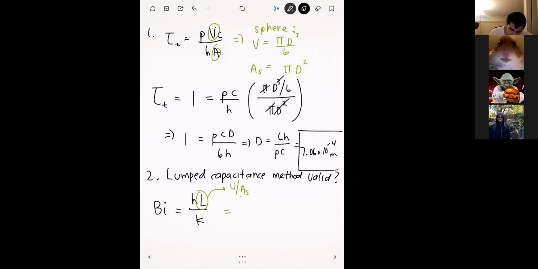And so our Biot number is going to be h over k times d over 6. If we plug in all the numbers, what we get is a Biot number of 2.35 times 10 to the minus 3. And there's no units on the Biot number because it's a dimensionless number.